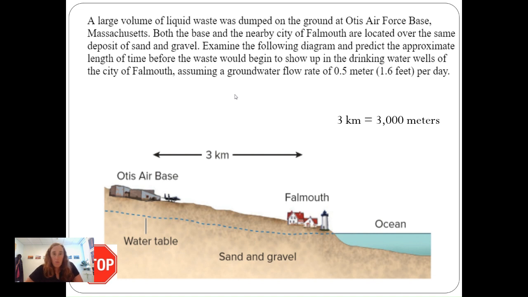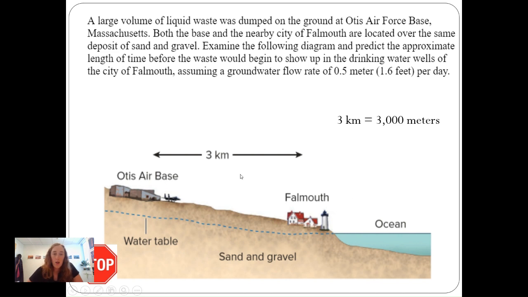So you have a math problem here. This is from the Otis Air Force Base, which is in Massachusetts. There is a known source of groundwater contamination in the Otis Air Force Base. It's basically from the weapons testing that they used to do on the Air Force Base. They dumped all those chemicals into the ground, and it got into groundwater, and now that contamination is traveling from the Otis Air Force Base to the city of Falmouth, where Woods Hole is.